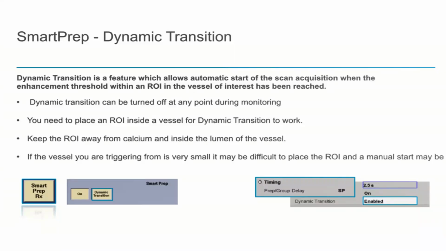This is important to avoid timing mistakes. For example, you might be scanning a pulmonary embolism, but accidentally place the ROI in the aorta rather than the pulmonary trunk. If you wait for dynamic transition to kick in, then the timing will be too late. So you need to start the scan earlier. You can use the two ways, manually or automatically, for Smart Prep.